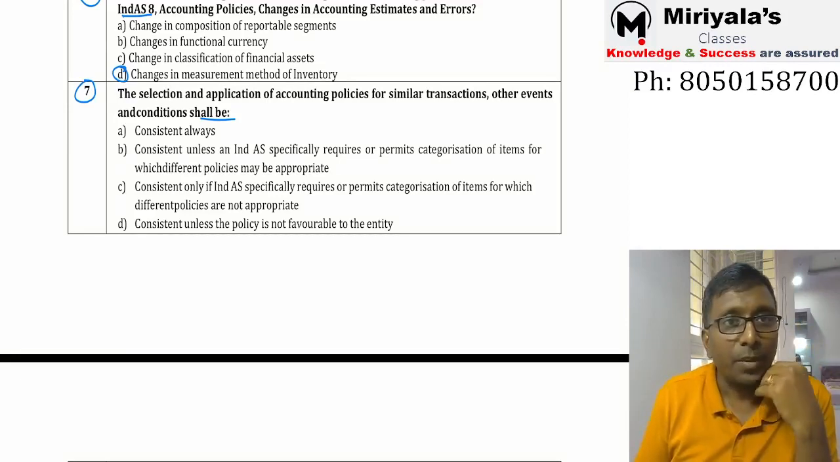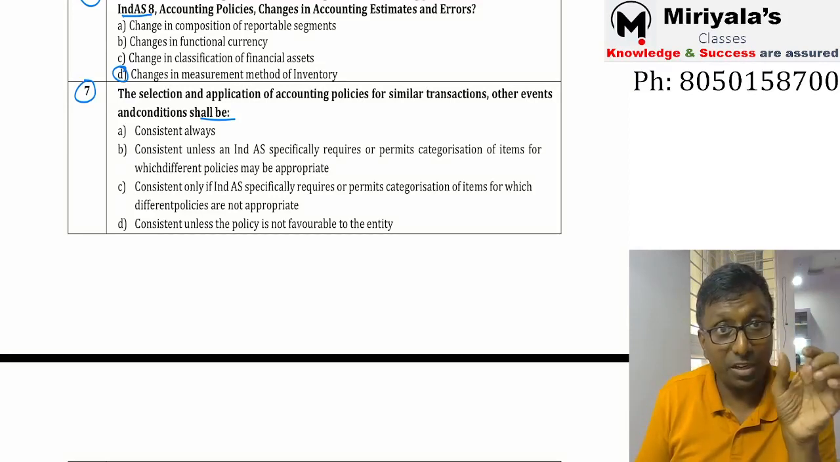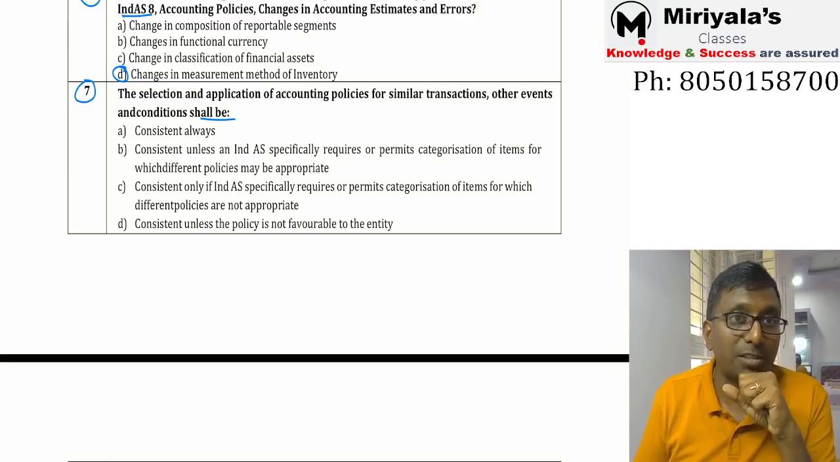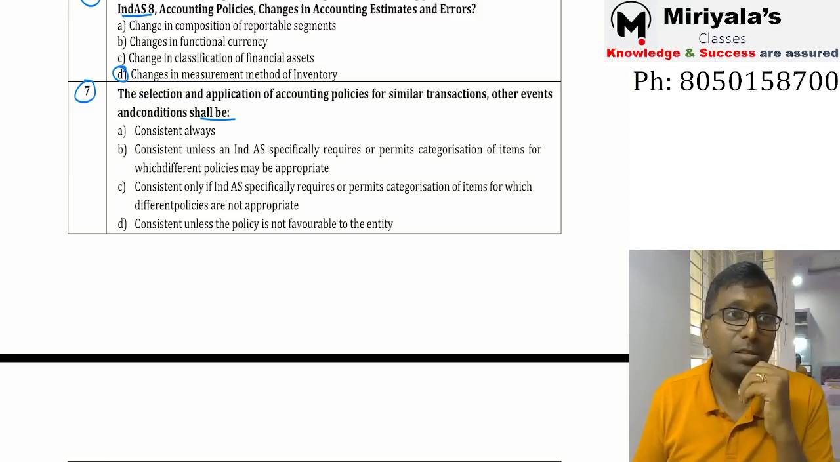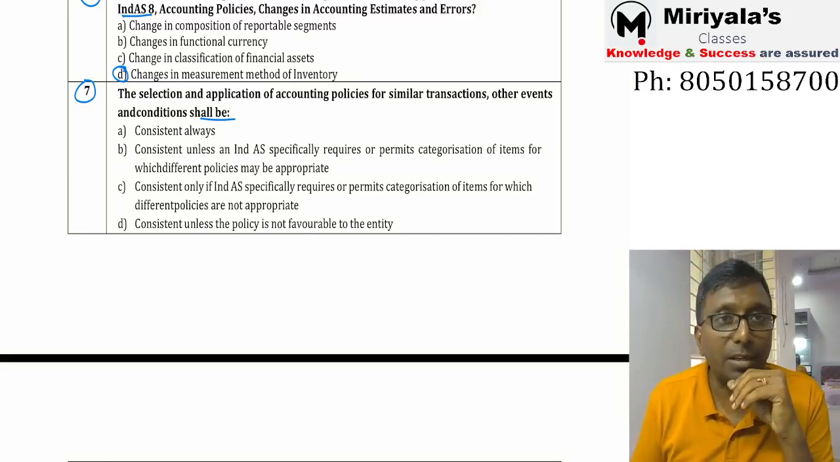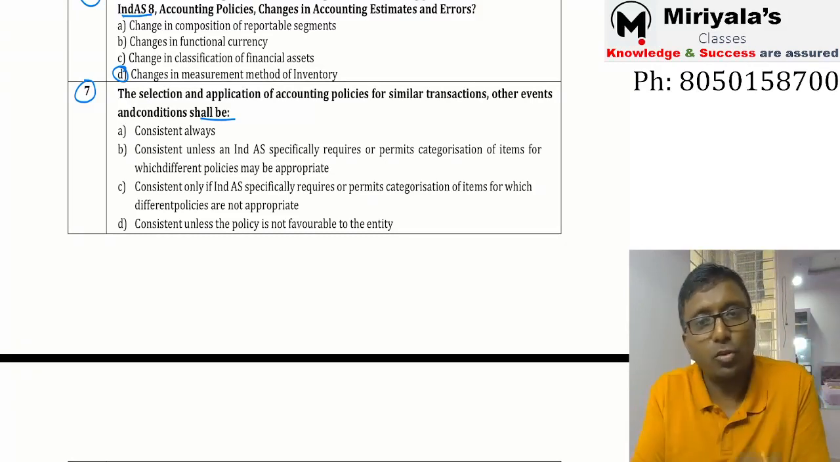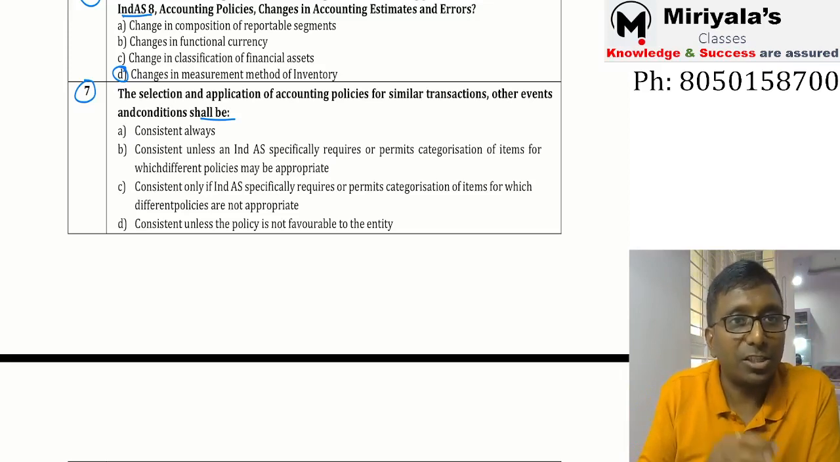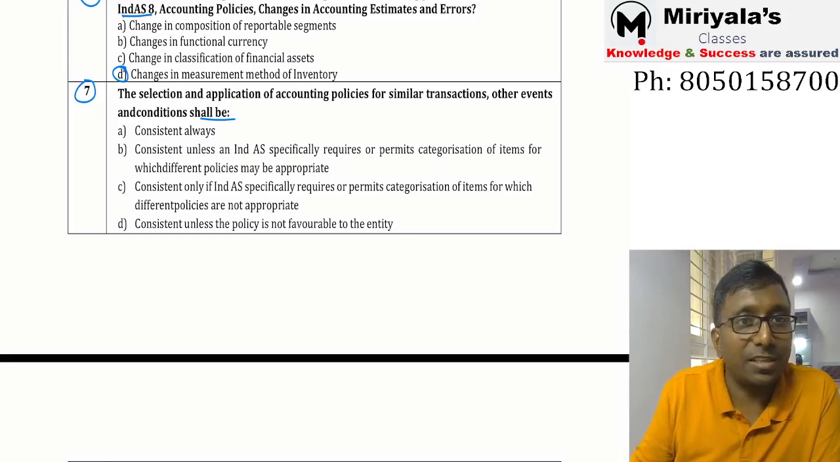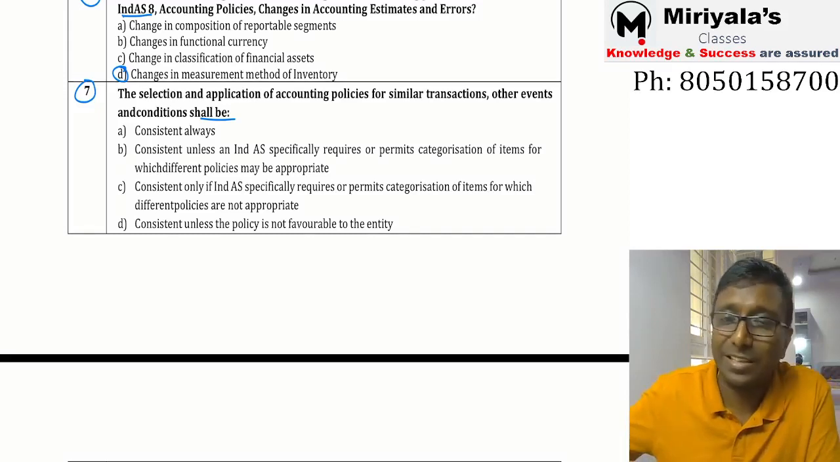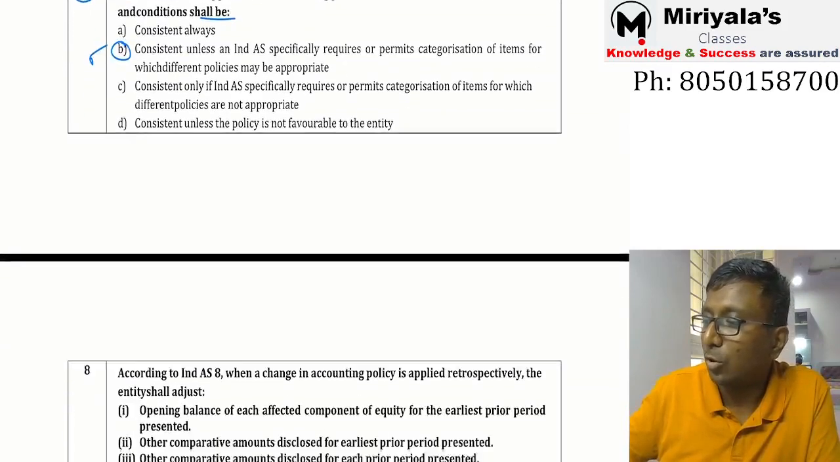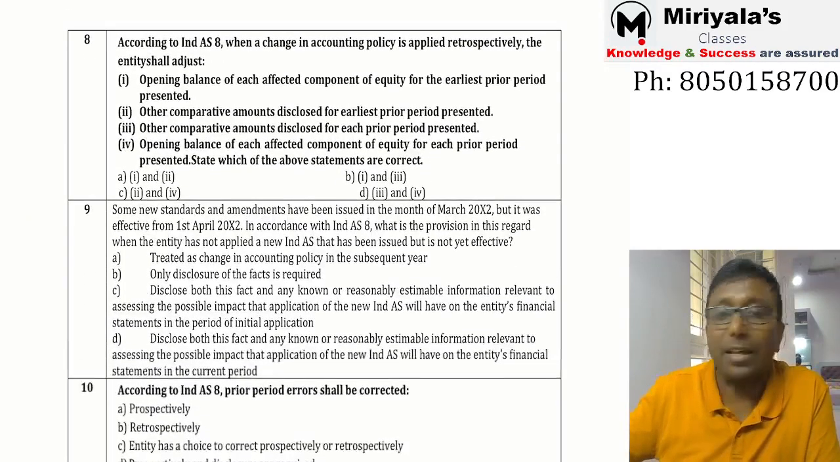Let's read everything. Consistent unless Ind AS specifically requires or permits categorization of items for which different policies may be appropriate. Yes, obviously this is always a welcome point. If Ind AS specifically says that you can follow differently, then you are supposed to follow differently. Not consistent only if Ind AS specifically requires, nothing like that. Not consistent unless the policy is not favorable to the entity. There is nothing related to favorable or unfavorable here. So that's why B is, as you rightly said, the right answer.